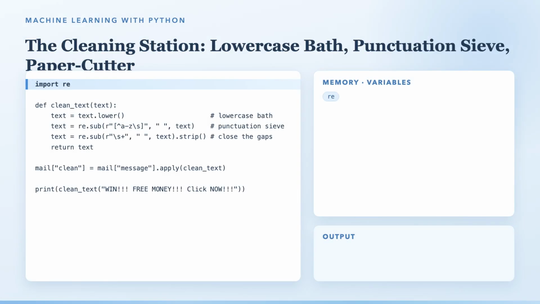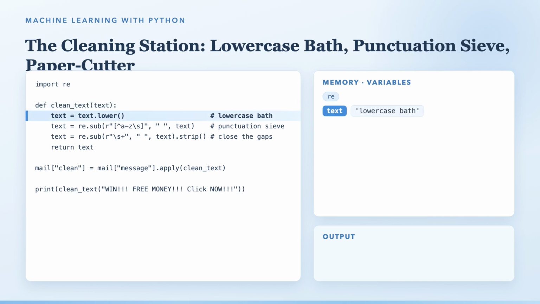Before we can count words, we have to make the words fair. To a computer, free in capitals and free in small letters are 2 different words. That's not what we want. So watch line by line. First, lower. The letter dips into a lowercase bath. The shouting softens. Win becomes win. Next, the punctuation sieve, sub, keeps only letters and spaces. The exclamation marks fall away like little seeds. They were noise, not meaning.